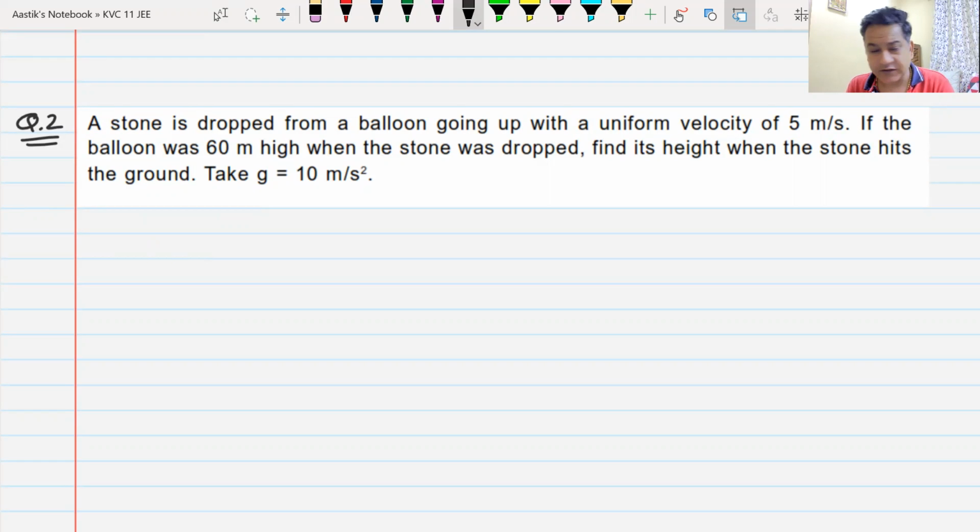This is the first question where something has been dropped from something which is already moving. Up till now, we were dropping things from the tower. The tower was not moving. This is the first time we are dropping things from something which is moving. How does it affect? I hope you would be able to understand and tell me how you are going to solve it.